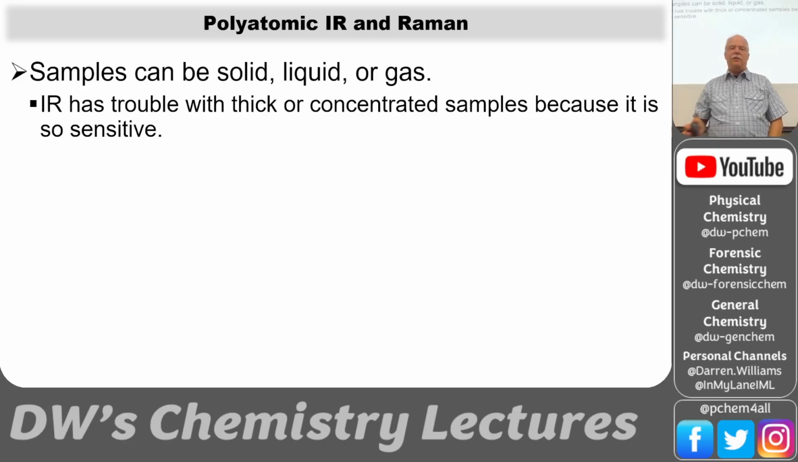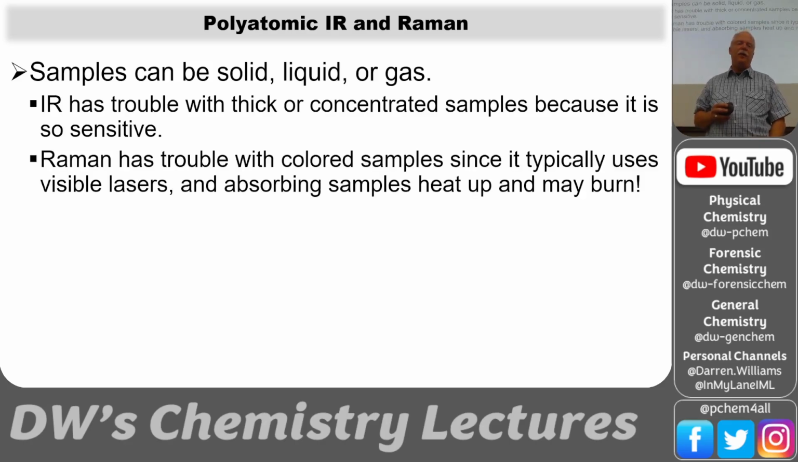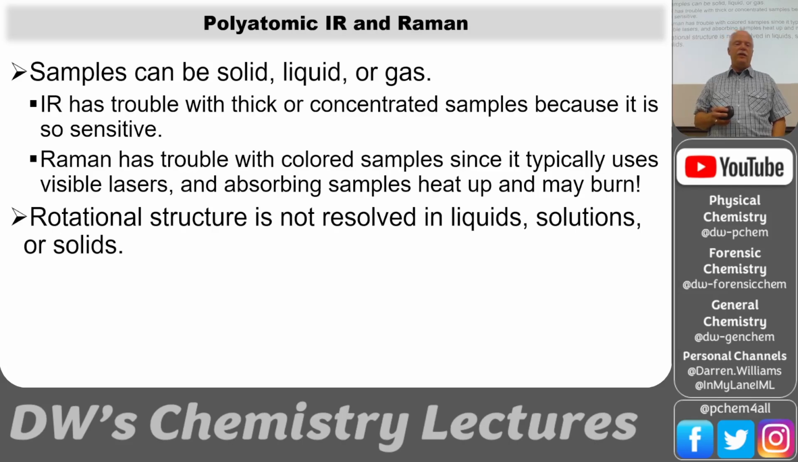Samples can be solid, liquid, or gas. Now IR is very sensitive, so it can't do very thick samples. A 1 to 2 micron thickness of a liquid is enough to saturate, like absorb all the light. And Raman has trouble with colored samples. Because we use visible lasers, we can catch the sample on fire if it absorbs too much. And I've done that. It's not good. Now, rotational structure is not resolved in liquids, solutions, or solids. I think there's a homework question on that one. It says, what do you need for rotational structure to be observed? You need a gas phase sample because the molecule has to be able to freely rotate.